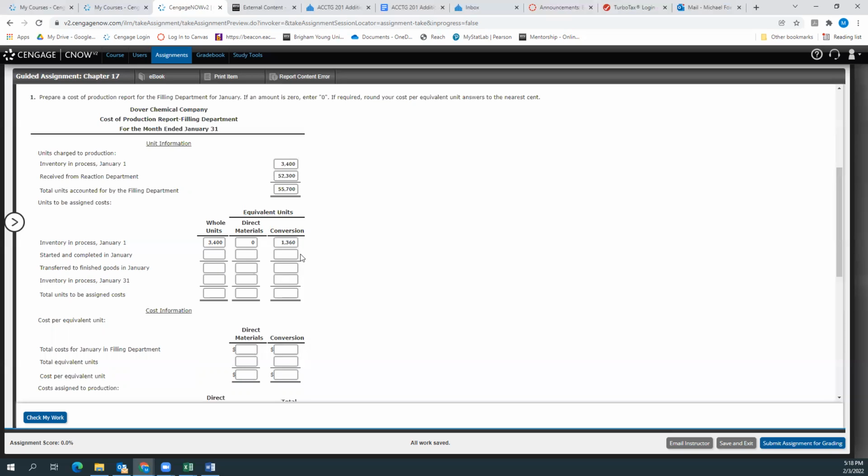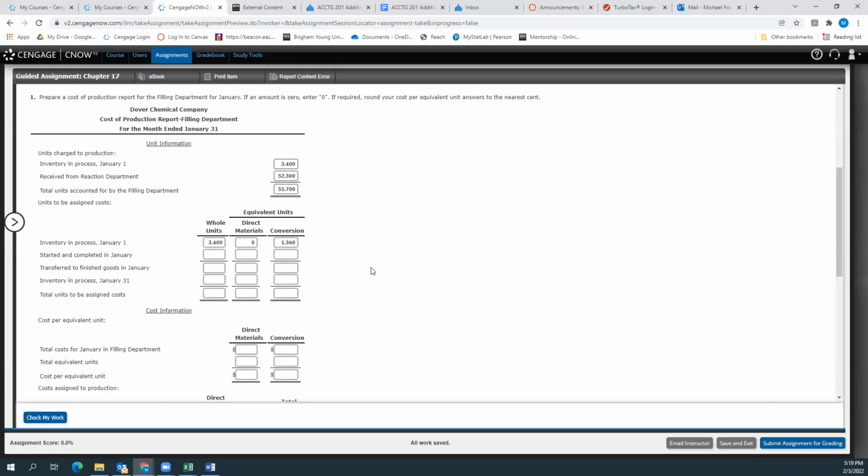Again, this is a little confusing, but we have these 3,400 units sitting there, and they're 100% done as it relates to direct materials, meaning we'll have to put in 0 direct materials for these units this month. And the conversion costs are 60% done, meaning we'll need to put in 40%. So our equivalent units are 0% of 3,400 for the direct materials and 40% of 3,400 for the conversion.